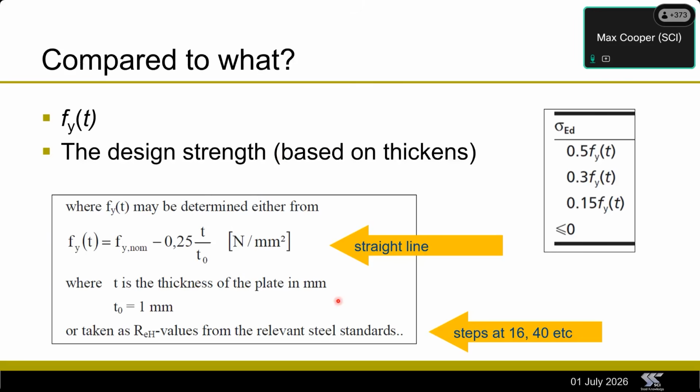In the Eurocode, there are two options. We can use this straight line fit, where we start with the nominal value and reduce it based on the thickness. But I would suggest, and with the SCI we would always use, the design strength taken from the relevant steel standard. I'm sure everyone's familiar with this, where you have steps in the design strength at 16 millimeters thick, 40 millimeters thick, 63 millimeters thick. So that's your design strength of the steel.